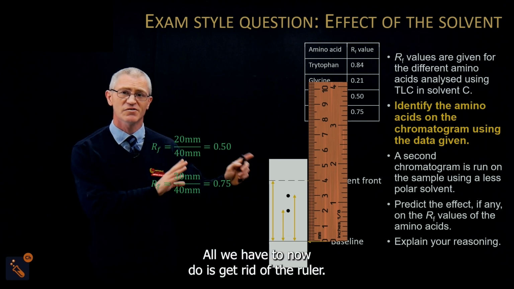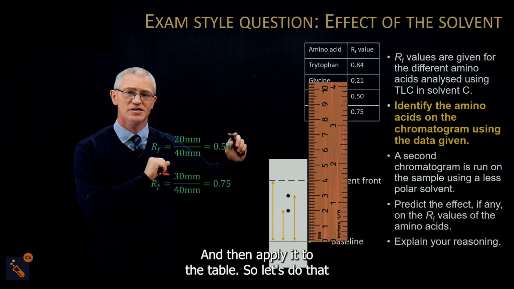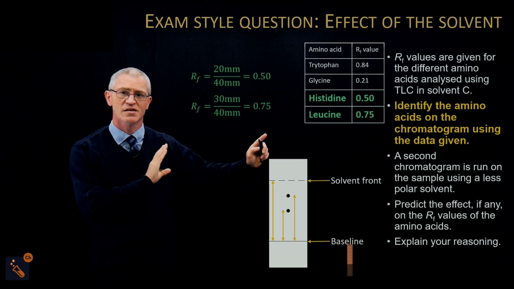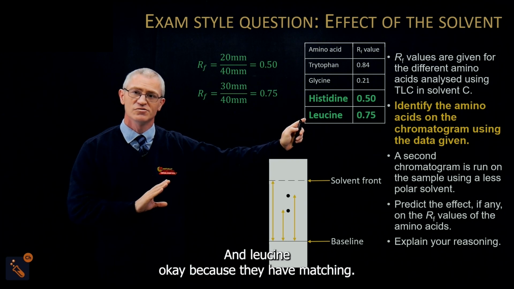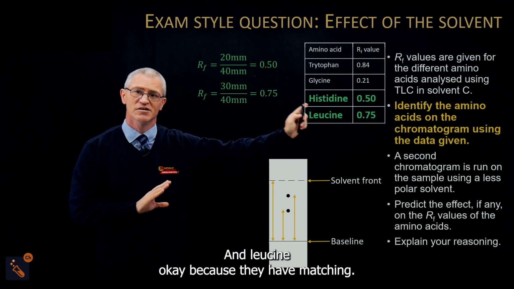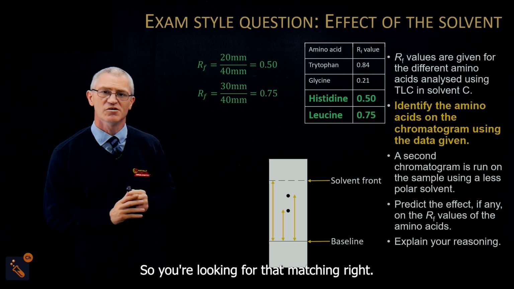All we have to now do is get rid of the ruler and then apply it to the table. So let's do that. Okay, so we've got rid of the ruler, and we now know it's histidine and leucine, okay, because they have matching RFs. So you're looking for that matching RFs.